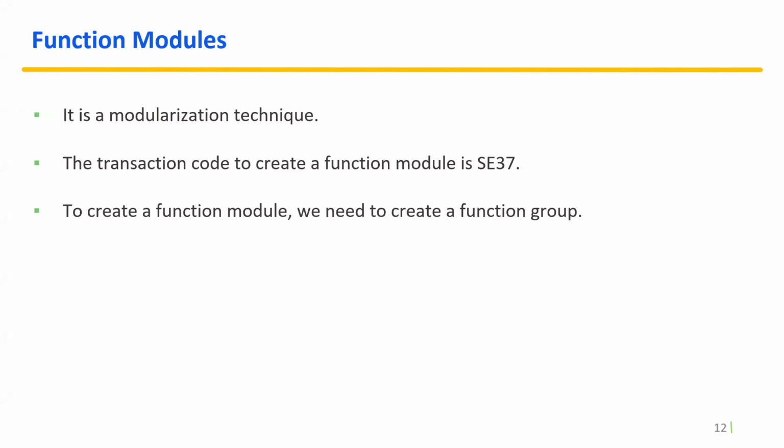But a function module is called a global modulation technique, where we can call the function module in any object, whether it is a smart form, a program, or even a BAPI, wherever it is required. So function modules are called a global modulation technique. To create a function module, we have a specific transaction code, that is SE37. Do you remember the transaction code for include programs?